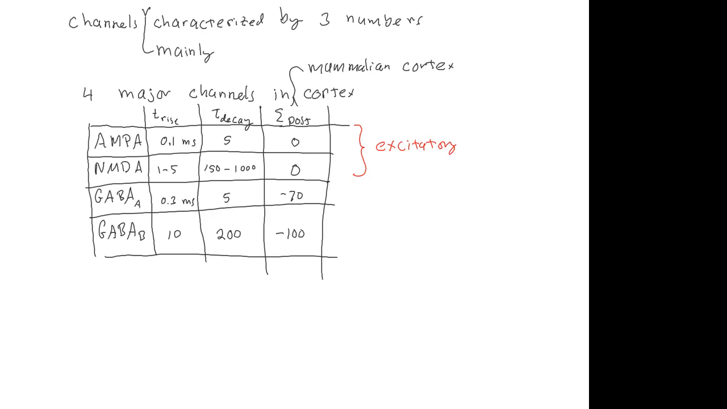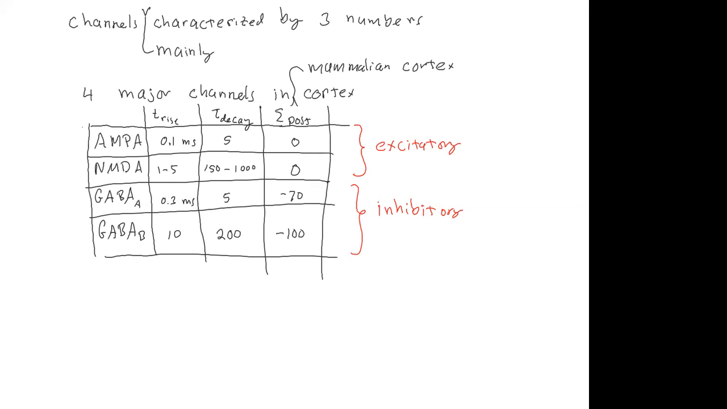Because the reversal potential is around 0, you get lots of incoming. Wait, sorry, there's one more thing that the reversal potential really tells you. So these are excitatory, reversal potential 0. You have massive influx of current, and these are inhibitory. So AMPA and NMDA are the 2 excitatory channels. GABA A and GABA B are the inhibitory ones.